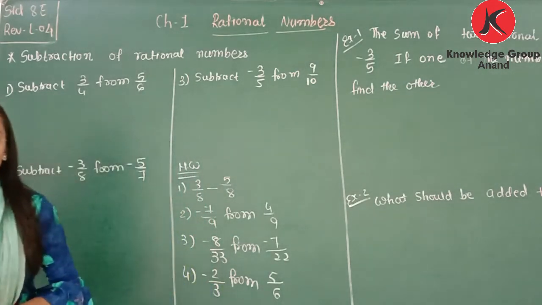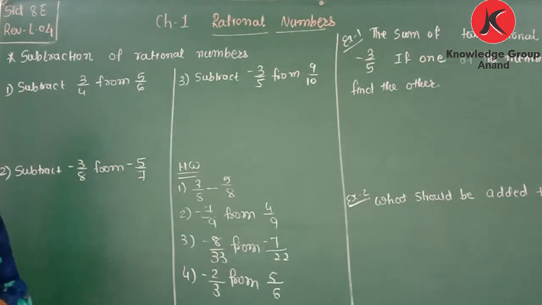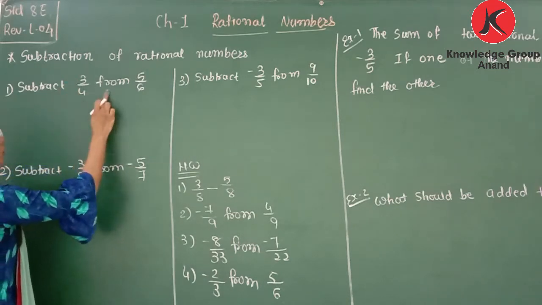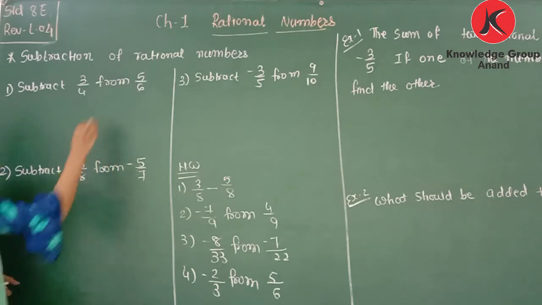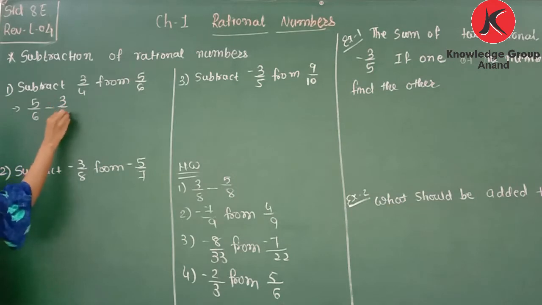Now we will start the subtraction of rational numbers. Let's solve some examples in which we need to perform the subtraction of rational numbers. First, subtract 3 by 4 from 5 by 6. It means from 5 by 6, we need to subtract 3 by 4.